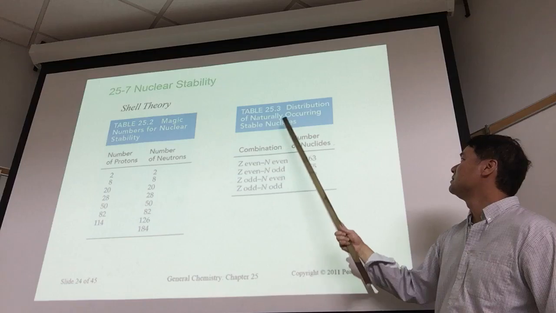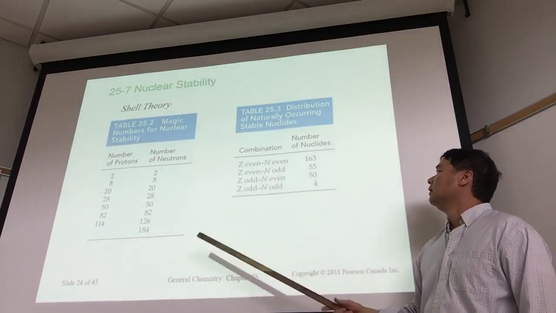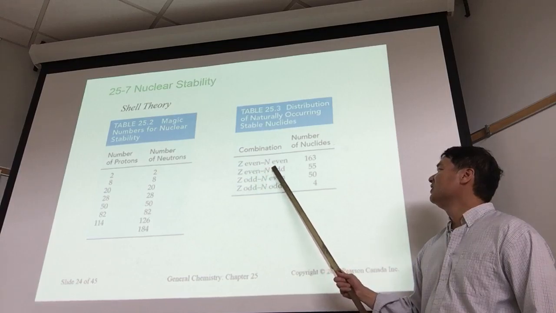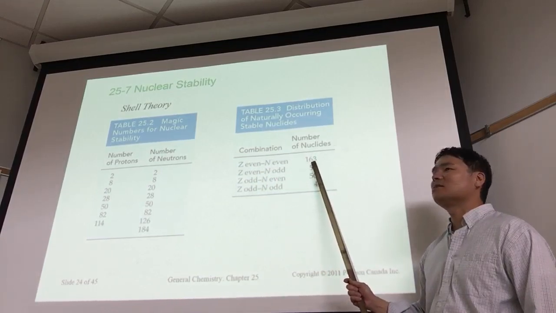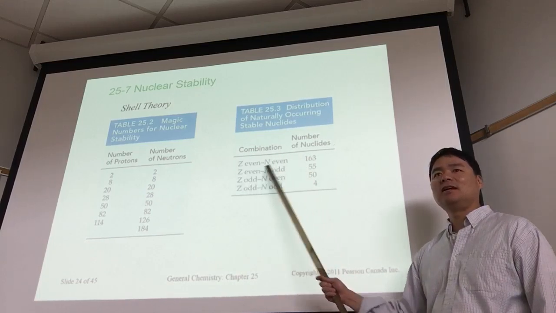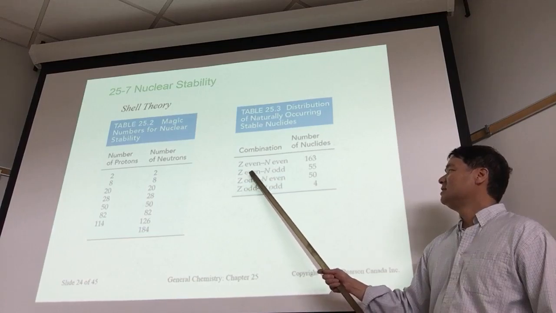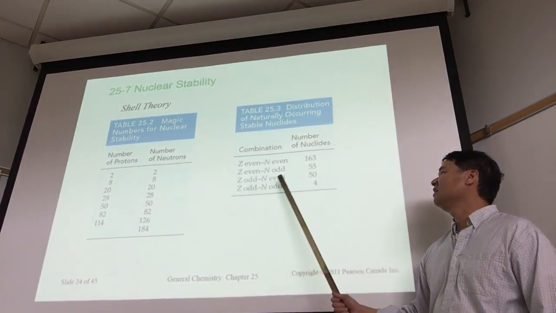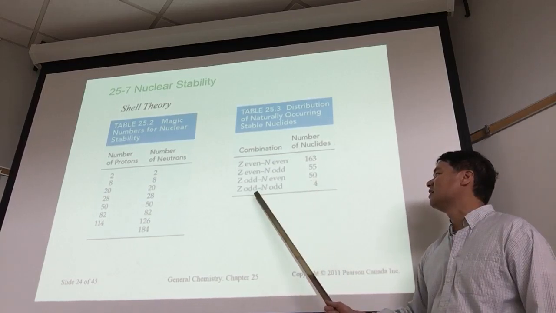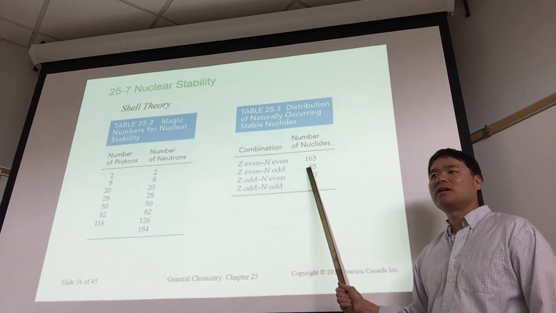The other pattern that's seen is the even-odd. When Z is even, N is even, then the number of nuclides is very high, meaning that must be a good number, even. And so this must be very stable, even. A Z even and an N odd is less. A Z odd, N even is even less, and an odd-odd is the worst combination based on the observations.